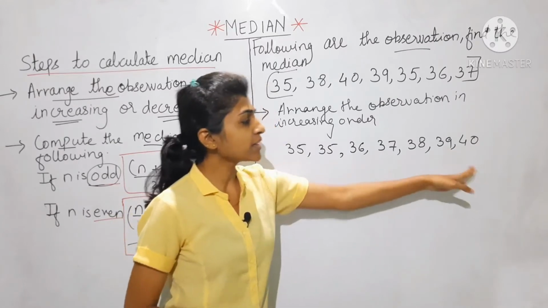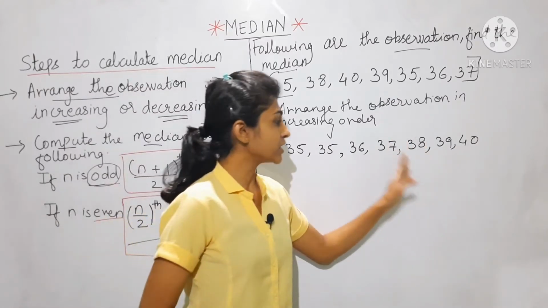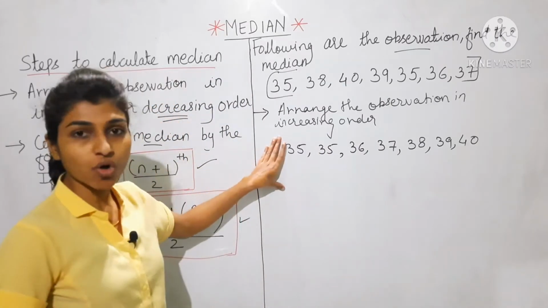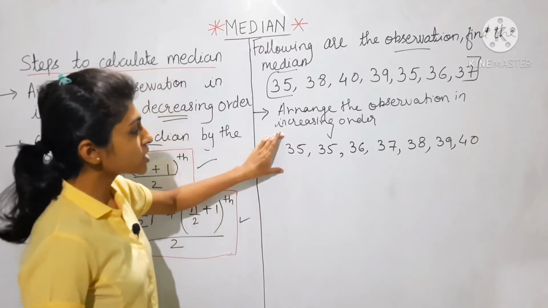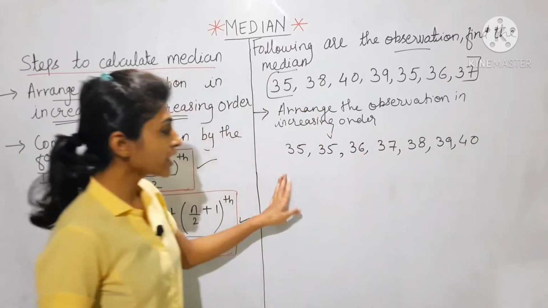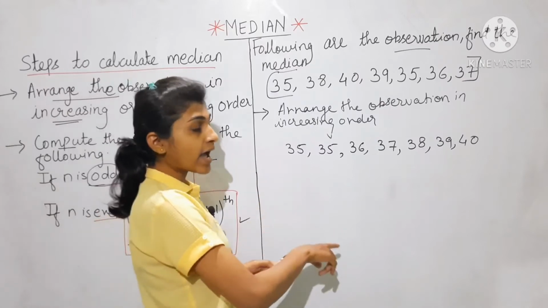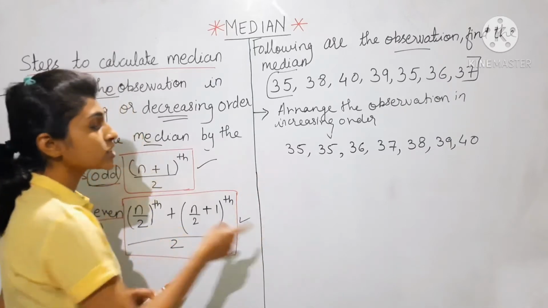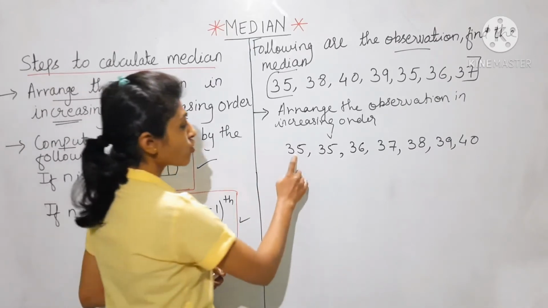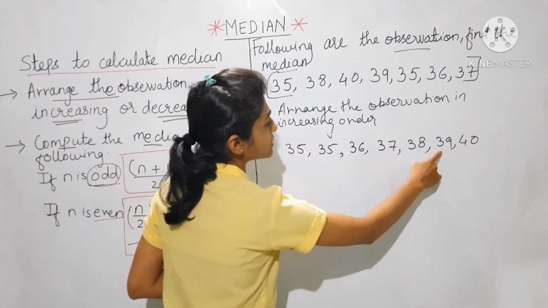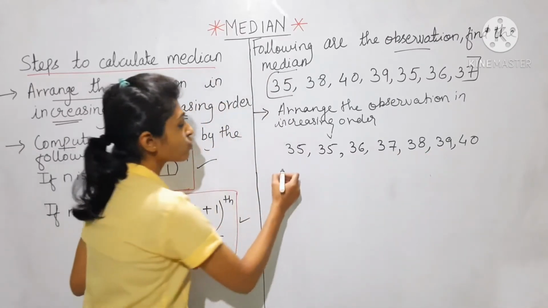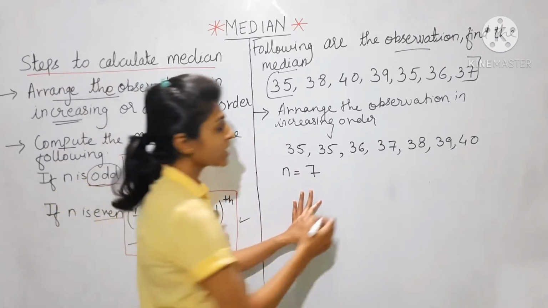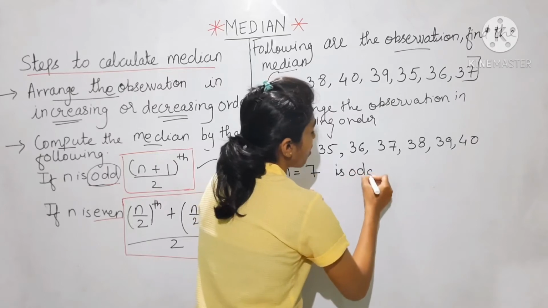Now I have arranged my observation as per step 1 in increasing order. You can arrange it in decreasing order also, like 40, 39, 38, 37, 36, 35, 35. It is up to you. Now I will count the observation to check whether it is an odd number or an even number. So 1, 2, 3, 4, 5, 6, 7. So n is 7, and 7 is an odd number.